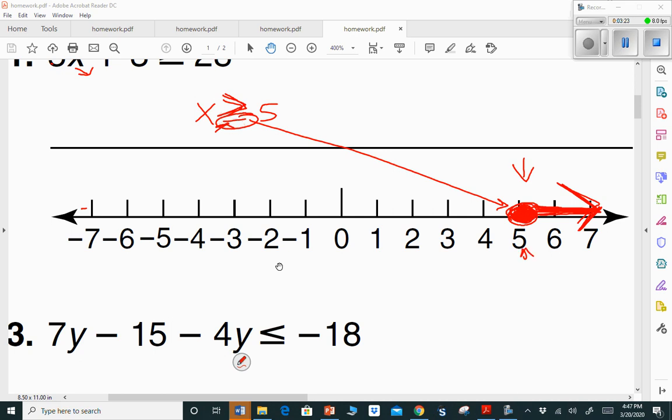Okay, so that's our answer. x is greater than or equal to 5, and the graph. If they ask you to graph, then you have to show that graph.